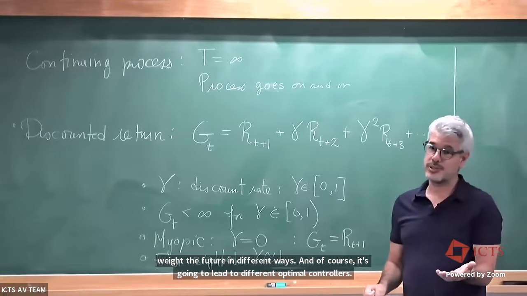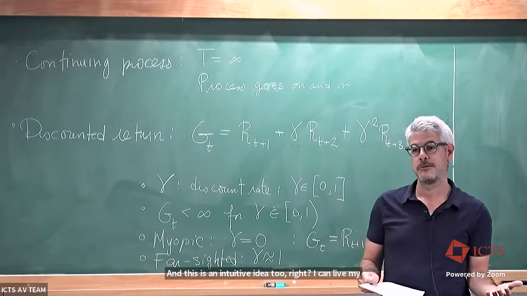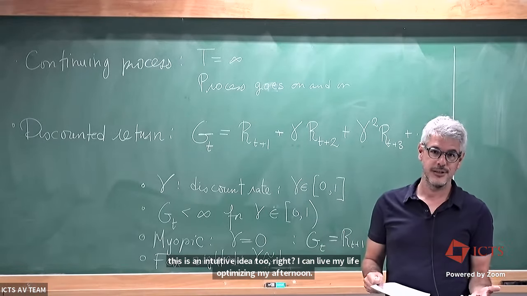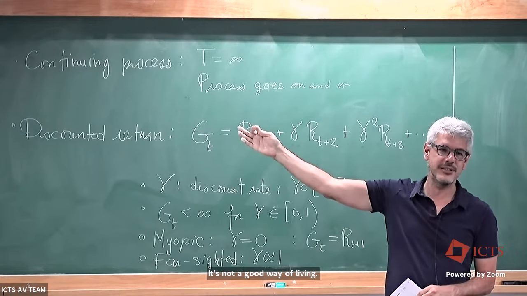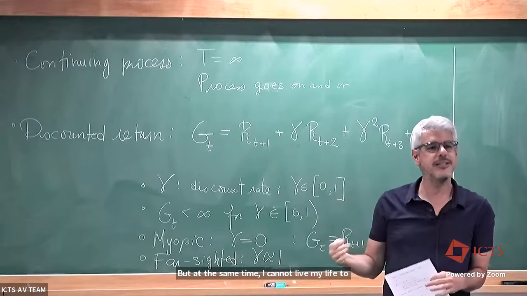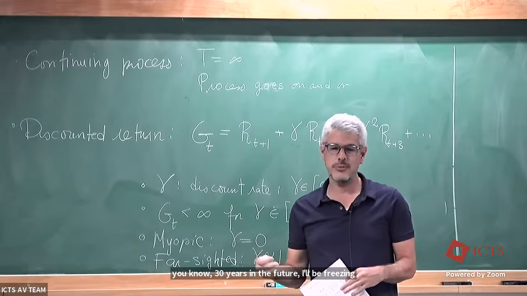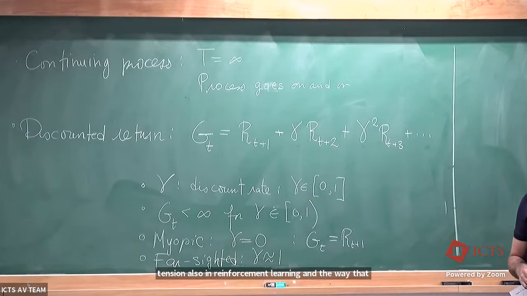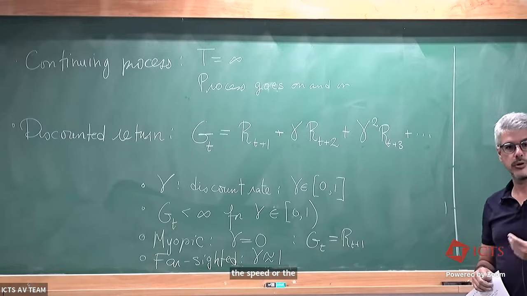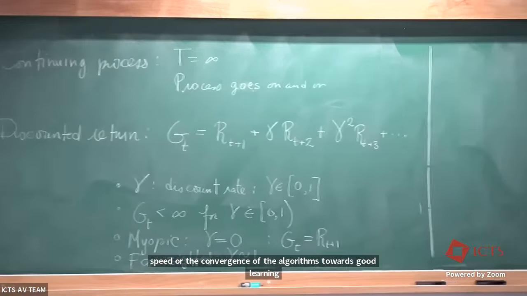And this is an intuitive idea too, right? I can live my life optimizing my afternoon. It's not a good way of living. Okay, but at the same time, I cannot live my life to 30 years in the future. I'll be freezing myself too much at the present, right? So you have this tension also in reinforcement learning, and the way that the learning is achieved, or even the speed or the convergence of the algorithms towards good learning policies, actually will depend on gamma quite a lot.